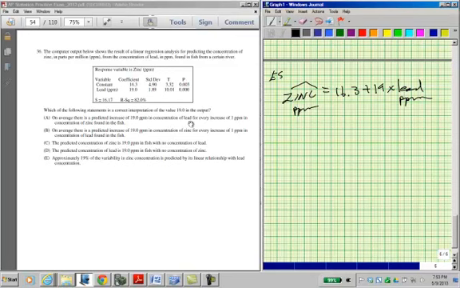Option A has lead being the consequential variable and zinc being the explanatory variable, when it's really the other way around. B: on average, there's a predicted increase of 19 parts per million in zinc for every increase of 1 part per million in lead. Okay, good. So 36 is B. That is the correct description of the slope of the line of best fit.